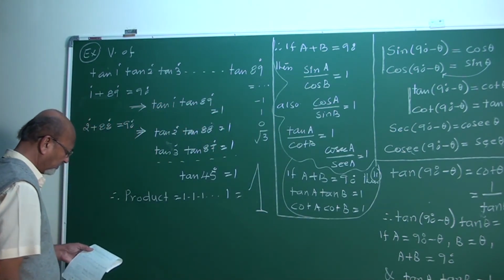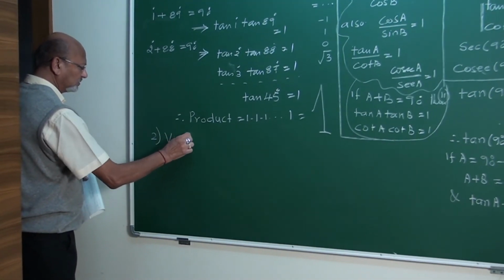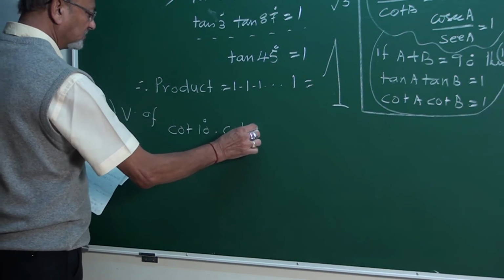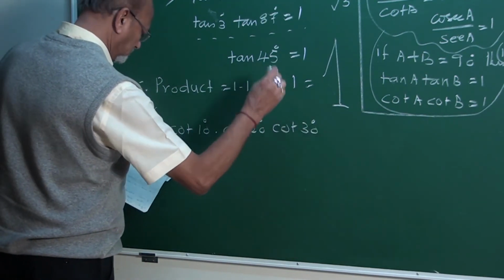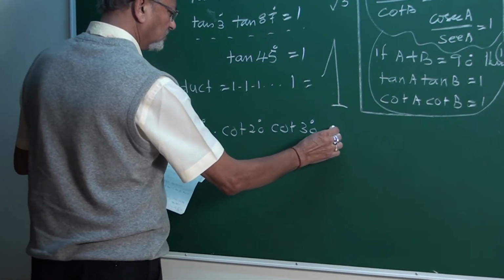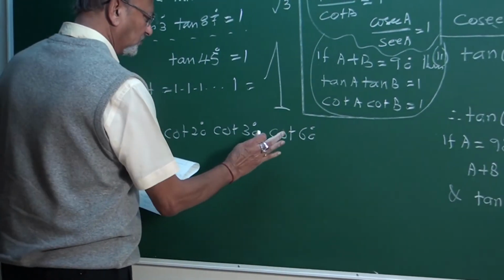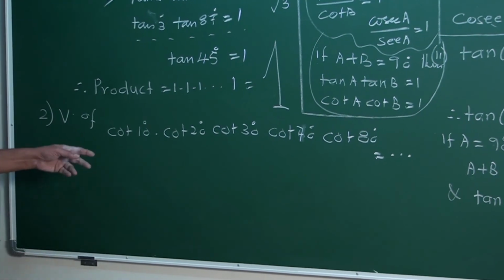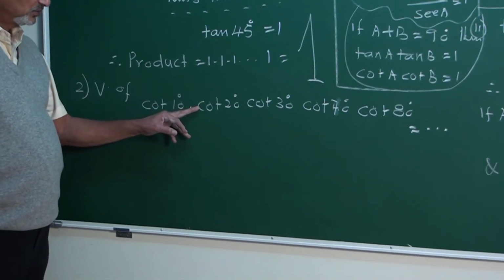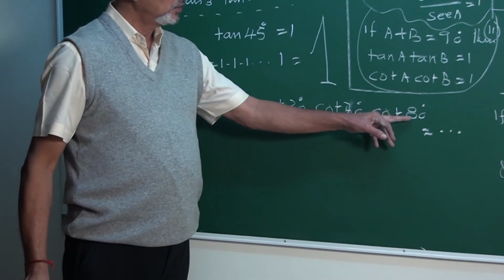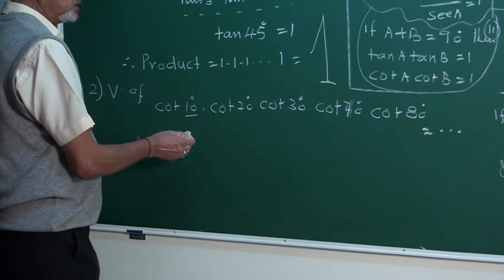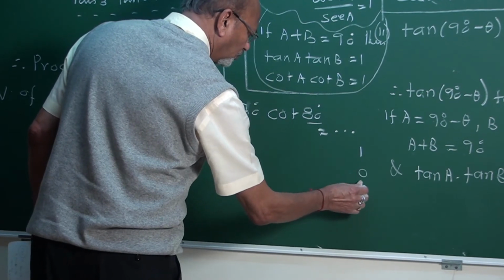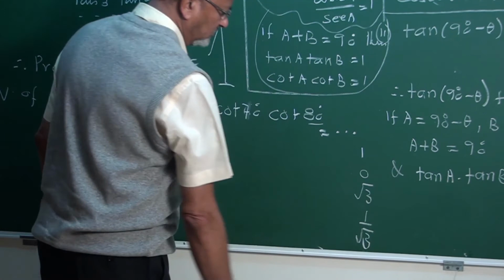And the second example is this. Value of cot 10 degrees into cot 20 degrees into cot 30 degrees into cot 70 degrees into cot 80 degrees equal to dash. What is its value? The options are 1, 0, root 3, and 1 by root 3. These are the options, my friend.